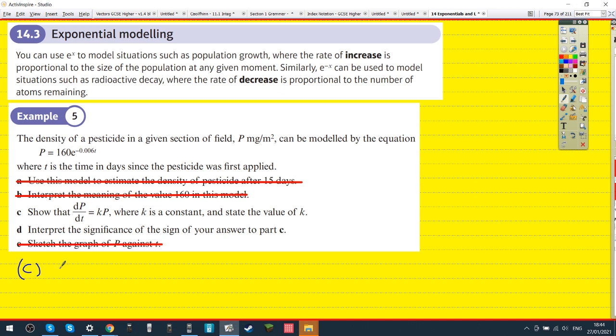160 times minus 0.006. Yeah, 160 times, let me write it a different way. Just minus 0.006 times 160, yeah. Minus 0.96, that's what it is. Okay. And that number is still to the power of minus 0.006t. And don't forget the e.